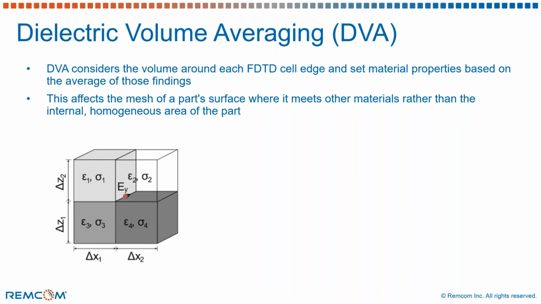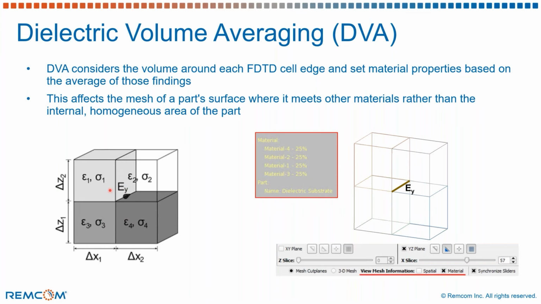In this case, we have 4 different materials covering an FDTD cell edge, where the material properties would be assigned considering the volume portion of each of these dielectrics covering the cell edge. The same model has been created in XF, where you can see that the material properties for this cell are dependent on the volume portion, where all the 4 cubes are equally covering the cell edge. So 25% of all the 4 material properties is assigned to such cell edges.